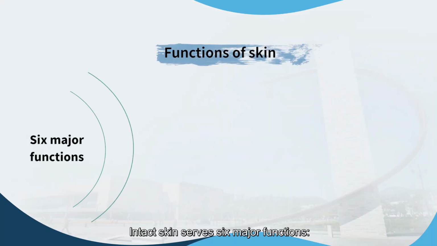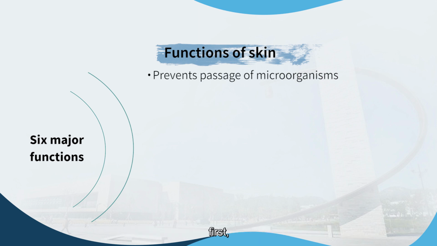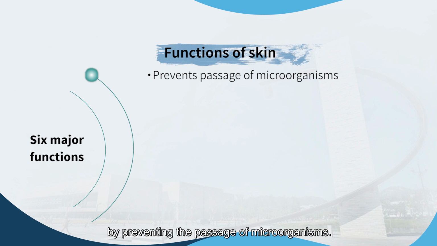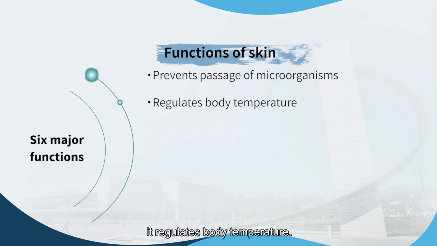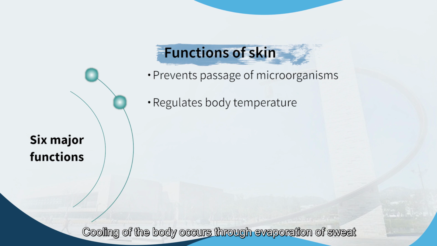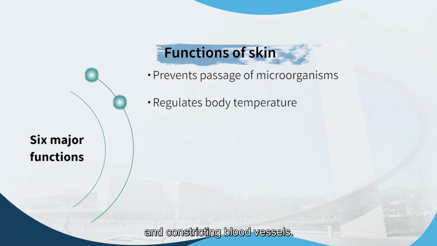Intact skin serves 6 major functions. First, it protects underlying tissues from infection by preventing the passage of microorganisms. The skin and mucous membranes are considered as the body's first line of defense. Second, it regulates the body temperature. Cooling of the body occurs through evaporation of sweat or when blood vessels of the skin are dilated. Body temperature is conserved by reducing perspiration and constricting blood vessels.